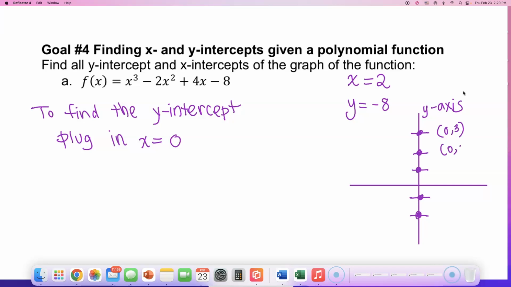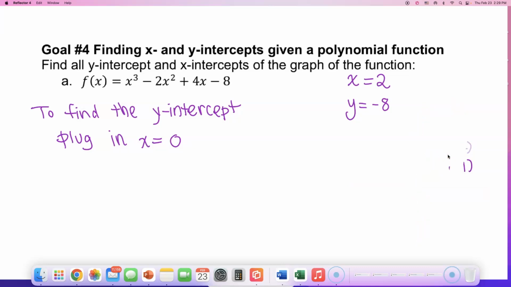To be on the y-axis, the x has to be 0, because if x is positive 1, then you end up going to the right. You're going away from the y-axis. If x is negative, then you go to the left. So you're not going to be on the y-axis anymore. So if you want to find the y-intercept, plug in x equals 0, because that's the condition it needs to meet to be on the y-axis.